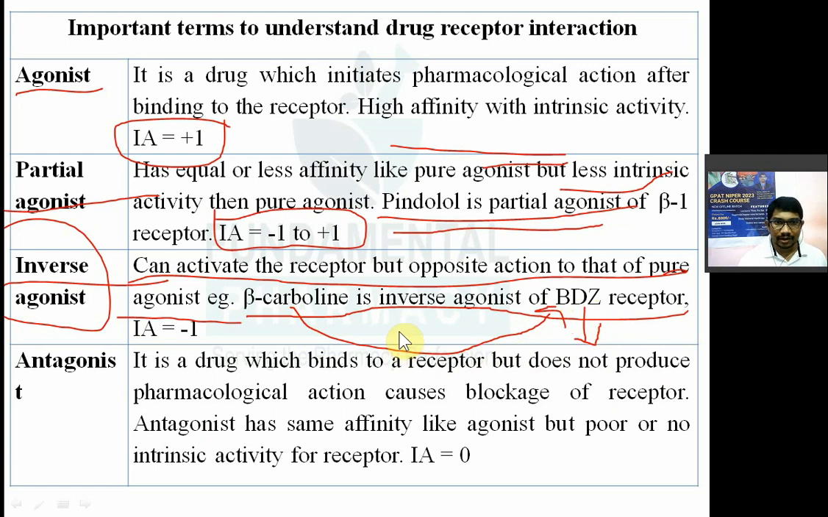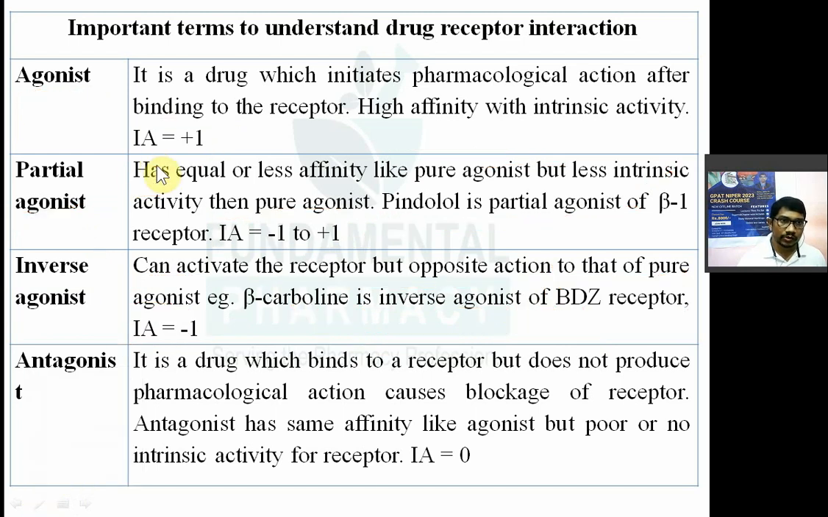So diazepam is a full agonist; it stimulates the benzodiazepine receptor and produces depression. But beta carboline is an inverse agonist, so it will also act on the benzodiazepine receptor, but it will cause CNS stimulation. So diazepam is a CNS depressant, beta carboline is a CNS stimulant. You can say an inverse agonist will have an intrinsic activity of -1.